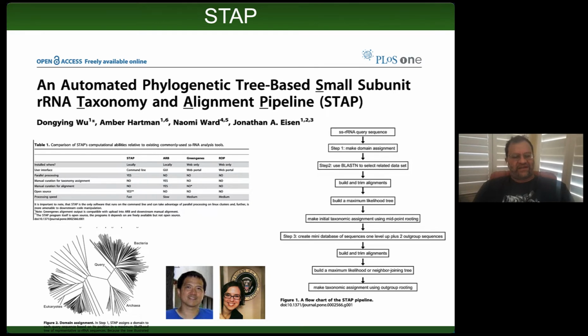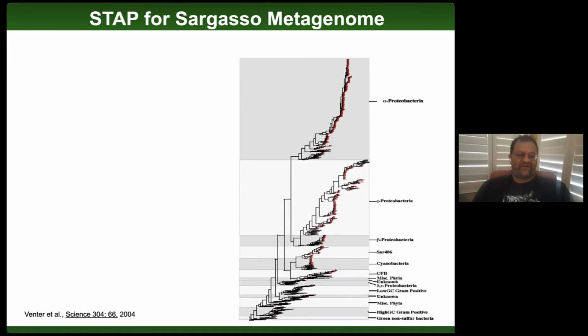This is something from many years ago now called STAP, the Small Subunit Taxonomy and Alignment Pipeline that Danying Wu and Amber Hartman in my lab developed, sort of one of the first automated methods for inferring phylogenetic trees of sequence data as next-gen sequencing was starting to come out for ribosomal RNA. We applied this to many different situations, including one of the first metagenomic studies that was done by Craig Venter of the Sargasso Sea. And we showed that you could use this not just for PCR amplified sequence data, but for sequences that were coming from random samples with metagenomes.